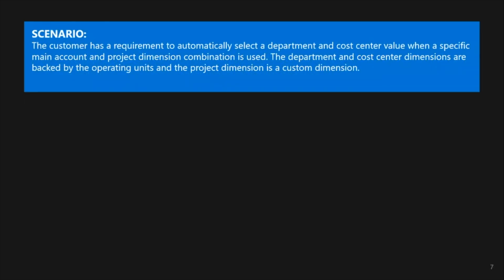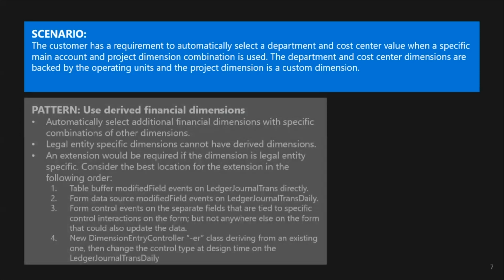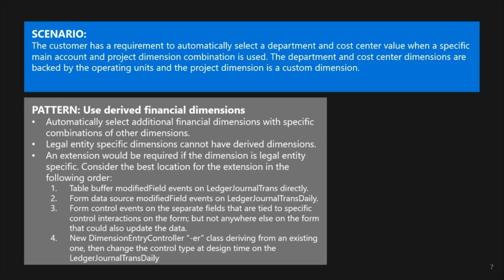So a customer has a requirement to automatically select a department and a cost center value when a specific main account and project dimension combination is used. The customer has set up the department and cost center dimensions backed by the operating units. So they're not custom dimensions, but the project dimension is a custom dimension. What do you think we should do, Eric? Well, I would say that using some derived financial dimensions would be a good option.